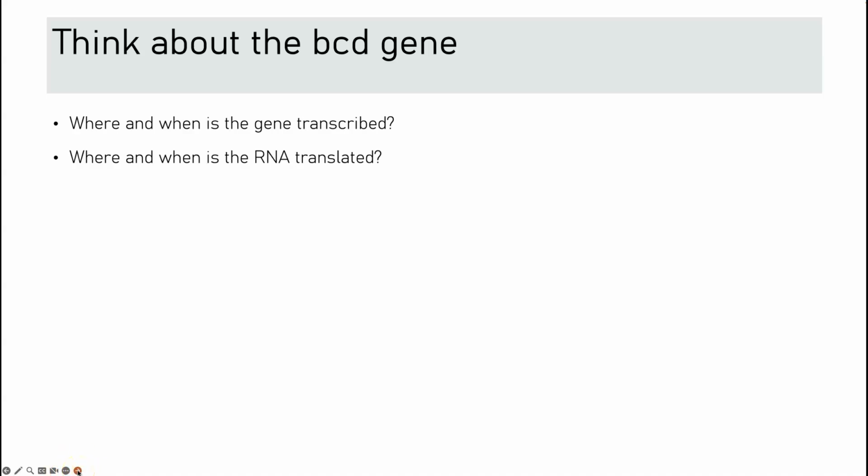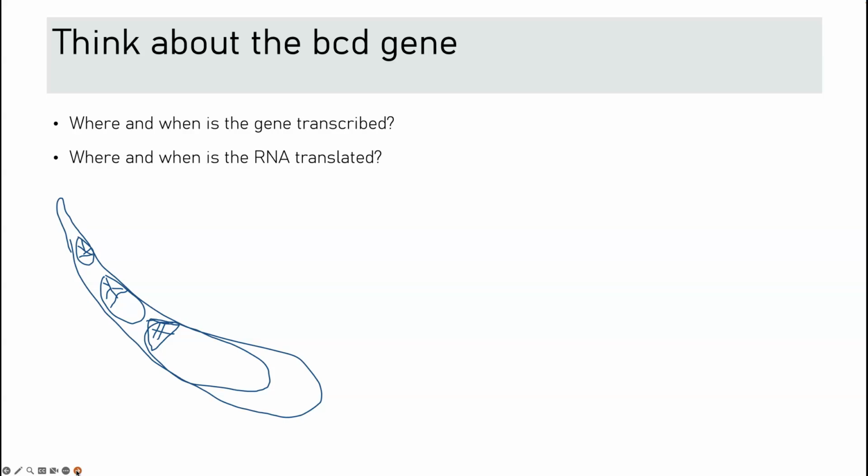Because when we're talking about a mutation having an effect, the mutation is going to have its effect where the RNA is translated and where the protein, if it's there or not, is. But I want to think about the whole process.